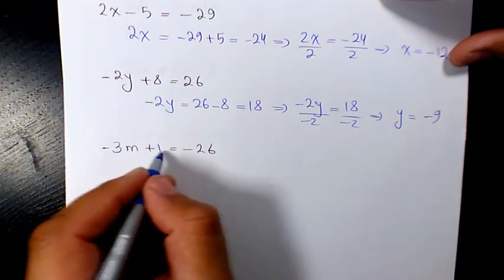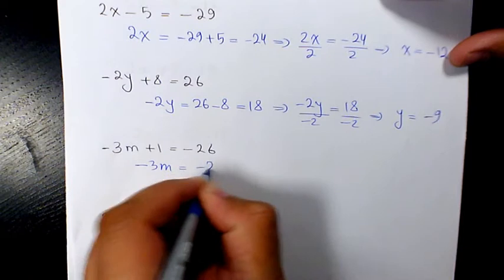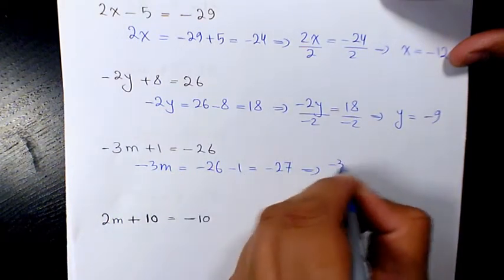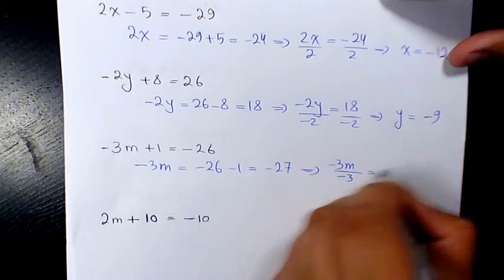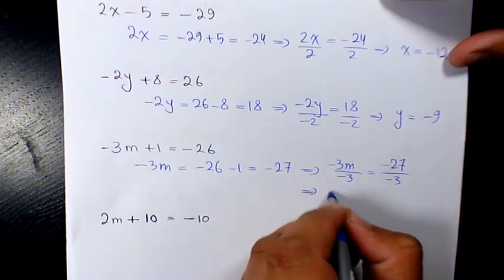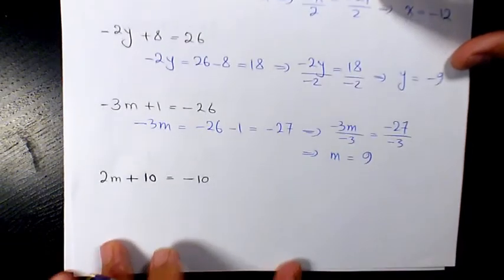Negative 3m plus 1 equals negative 26. So we have negative 3m equals negative 26 minus 1, equals negative 27. So we have negative 3m divided by negative 3, negative 27 divided by negative 3. So negative 3m divided by negative 3 is going to be m. Negative 27 divided by negative 3 is going to be 9. So m equals 9.